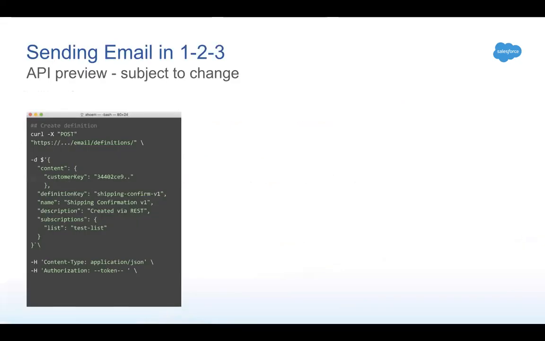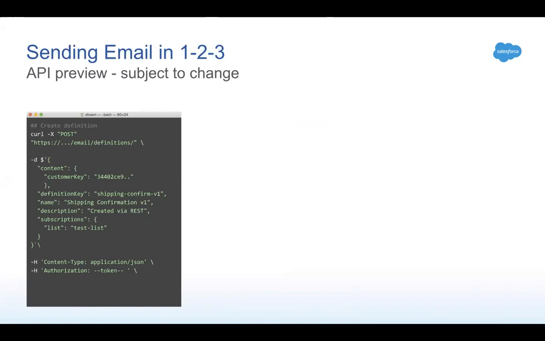So let's walk through kind of a mock-up here on how you would configure these new APIs. So first you would create the definition, very similar to how triggered send definitions work today. You give it a content identifier, you create a definition key, which is very similar in function to a customer key or an external key. So it's just the object is a definition, so we call it definition key.